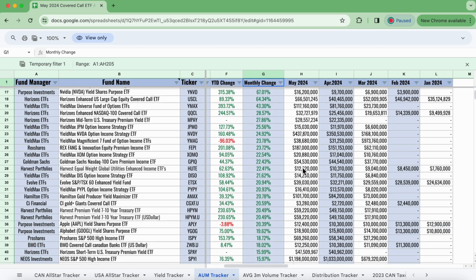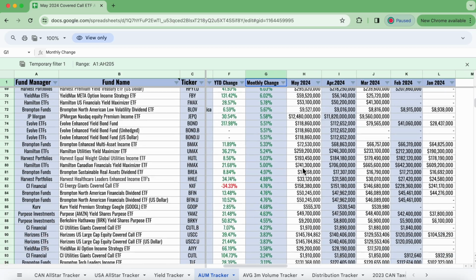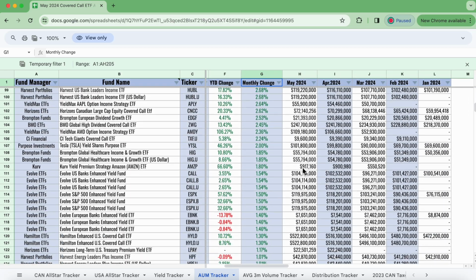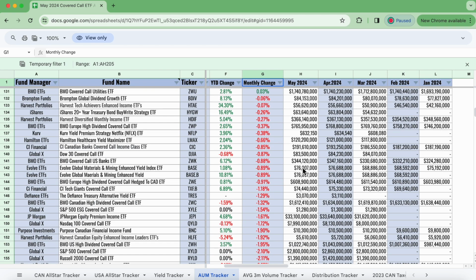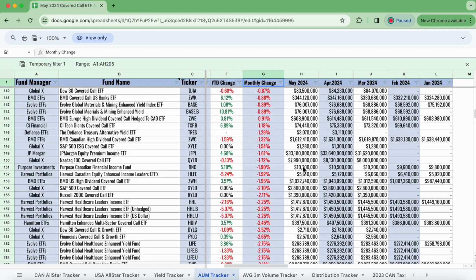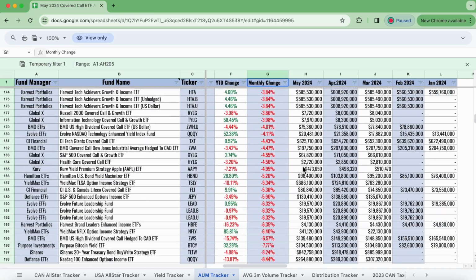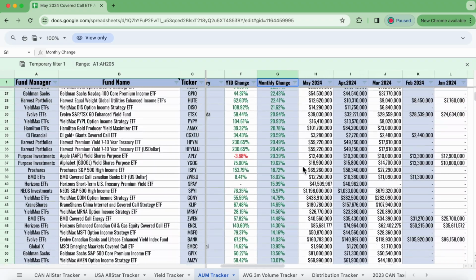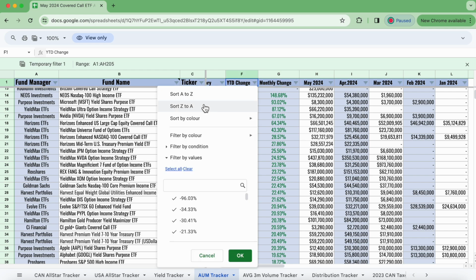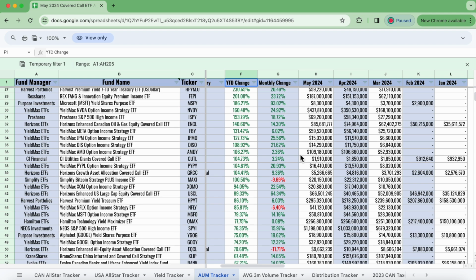Just by a quick pure visual, I can see that on the monthly change, there were a lot of inflows into the CoveredCall ETF space across the American and Canadian markets. Yes, there were some detractors, but I would say there's still more growth than outflows, more inflows than outflows. And just looking at year-to-date change, you can see these big jumps in AUM.